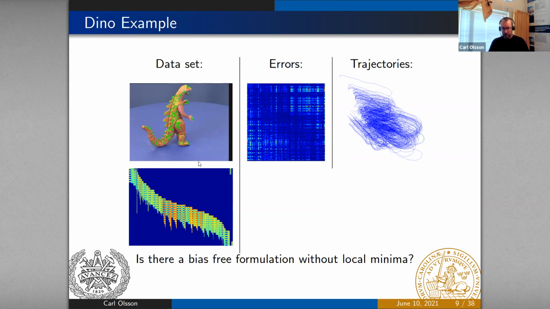I should say that this is a really hard problem, and my approach doesn't necessarily converge to the correct solution here. In fact, I don't even know if there is a bias-free formulation that doesn't have local minima here. But anyway, this is what started me down this path.